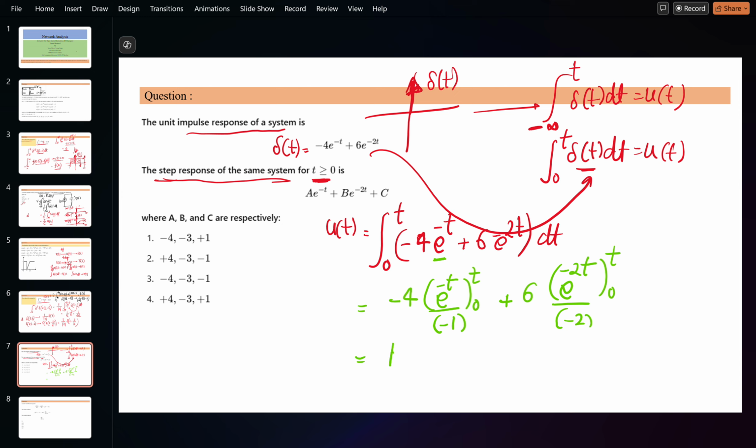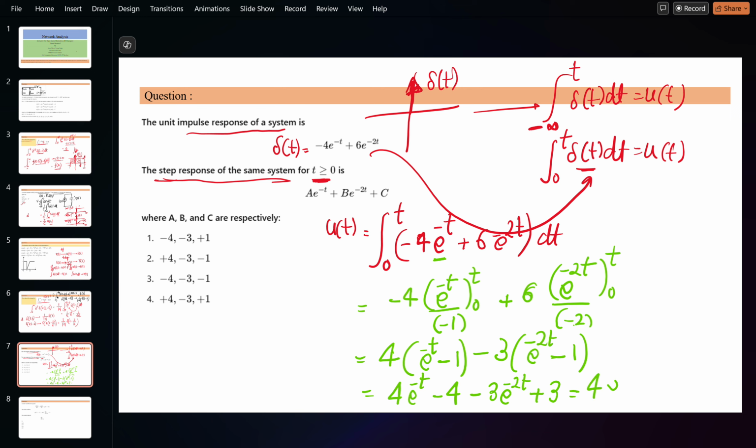Let's put the values. It will become 4 e to the power minus t, and when you put 0, it will become minus 1, plus 6 divided by 2, which is 3, minus 3 e to the power minus 2t minus 1. When you solve, it will become 4 e to the power minus t minus 4 minus 3 e to the power minus 2t plus 3. What is the final answer? 4 e to the power minus t minus 3 e to the power minus 2t minus 1. So the a value is 4, the b value is minus 3, and the c value is minus 1. So the second option is actually correct.